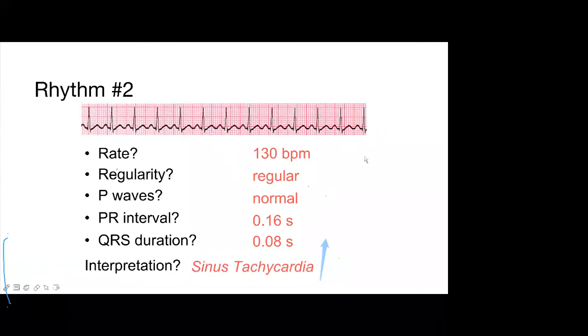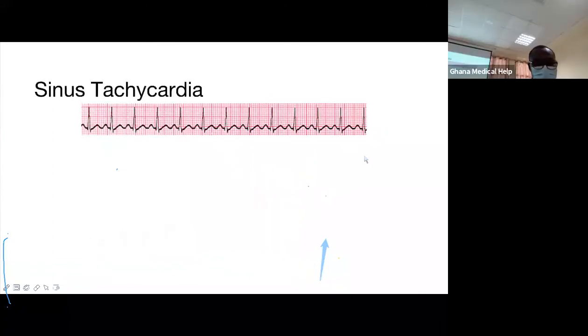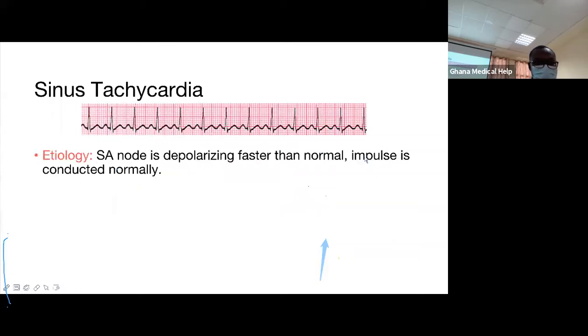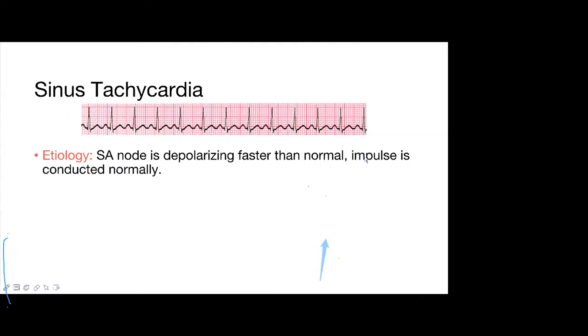Is the thing easy to do? Then let's go to the next one. So this is a sinus tachycardia, and of course the rate is more than 100. We said normal rate is 60 to 100. Great. So with sinus tachycardia, you have the SA node being depolarized faster than normal.